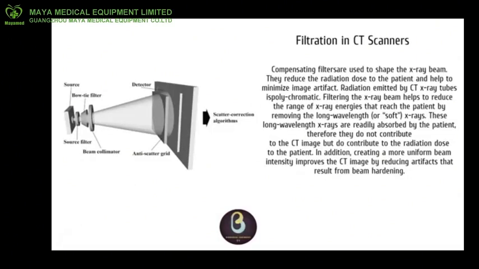The sixth component is filtration. Compensating filters are used to shape the X-ray beam. They reduce the radiation dose to the patient and help to minimize image artifact.